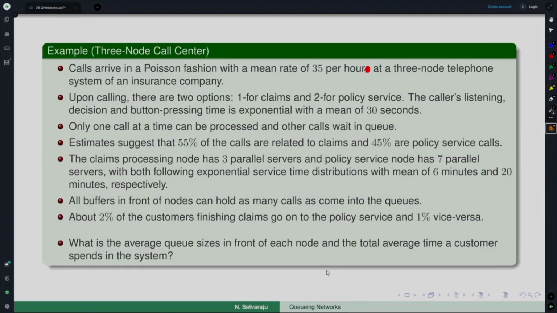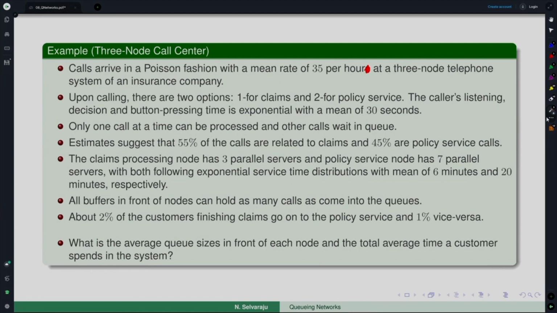Now let us look at a very simple 3 node call center, again taken from the text. What is the description of the system? It is a call center scenario where calls arrive in a Poisson fashion with a mean rate of 35 per hour at a 3 node telephone system of an insurance company.